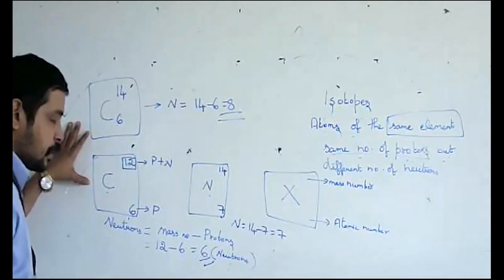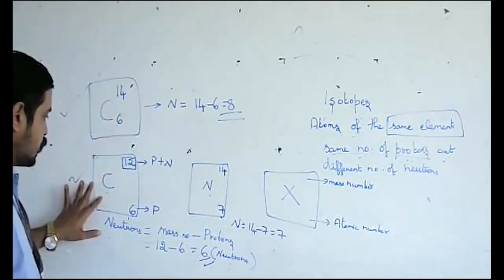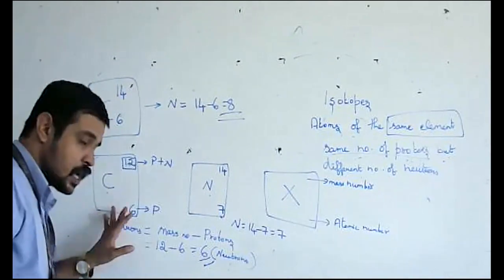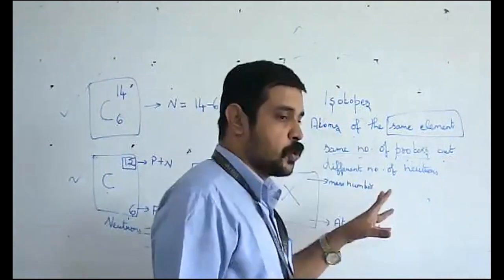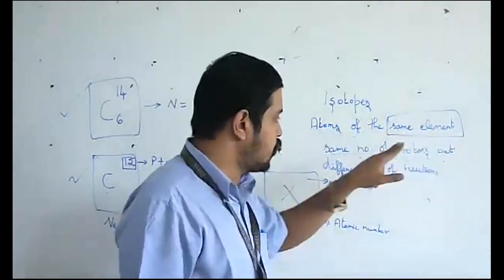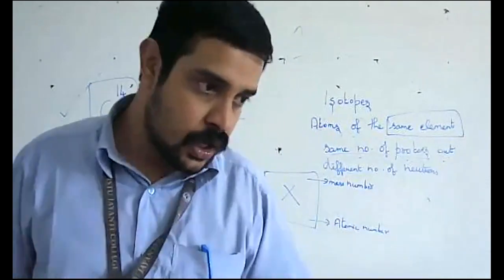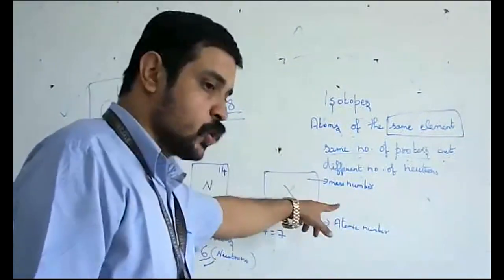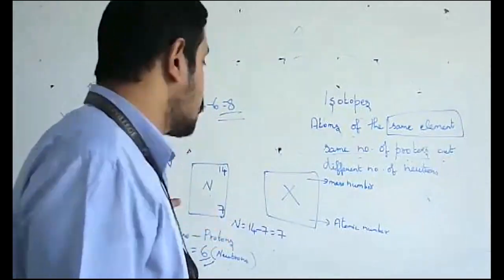So, this carbon with the mass number of 14 and atomic number 6, and this carbon with the mass number of 12 and atomic number 6 are good examples of isotopes. So, that is how you define isotopes: atoms of the same element with the same number of protons but a different number of neutrons. That is the definition of isotopes, and this is how you represent the elements with their atomic and mass number respectively.